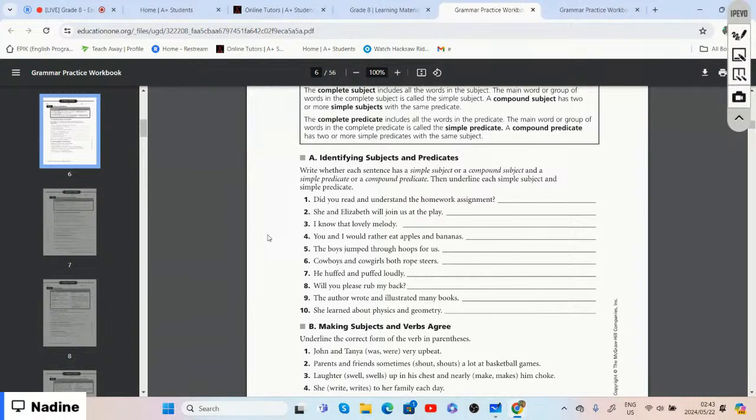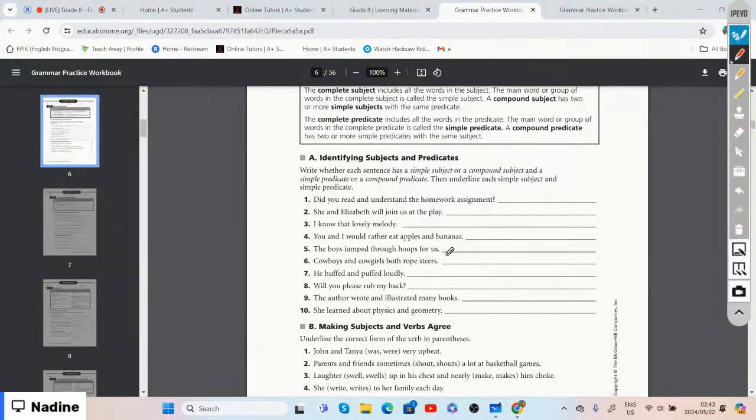All right, so if we say the boys jumped through the hoops, right? It is an action that they did. So we can then say the boys, right? Is a simple subject. All right, it's a simple subject.